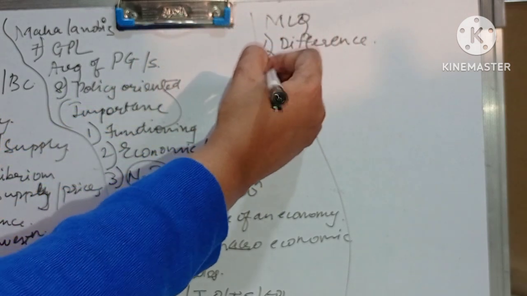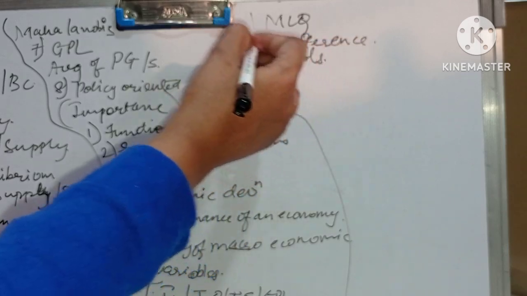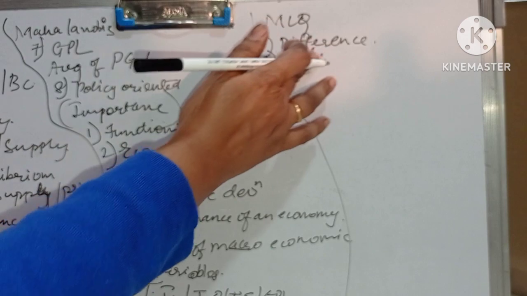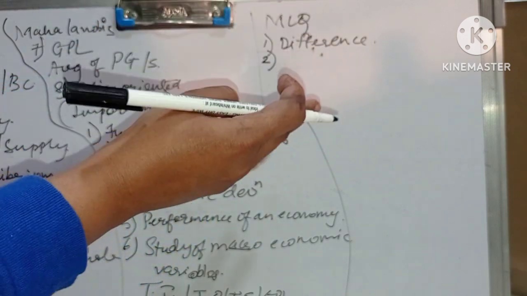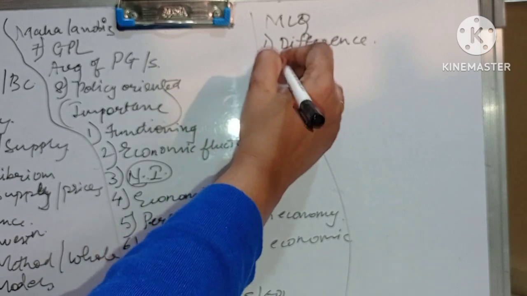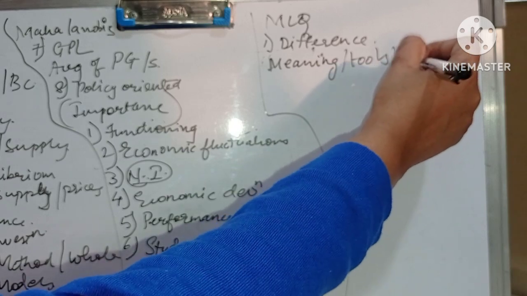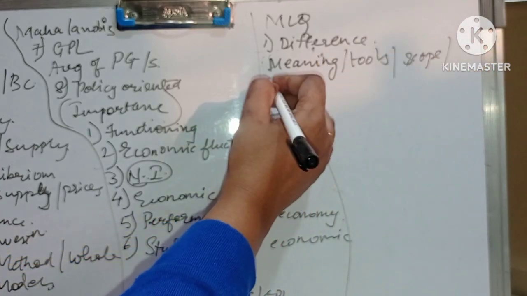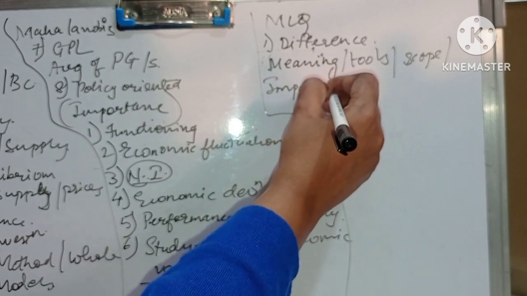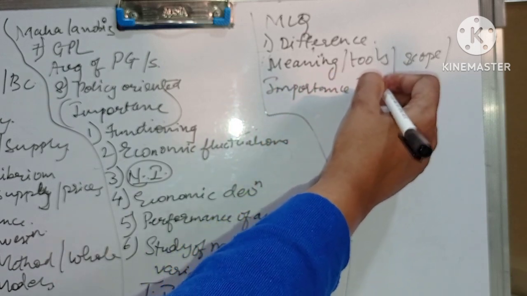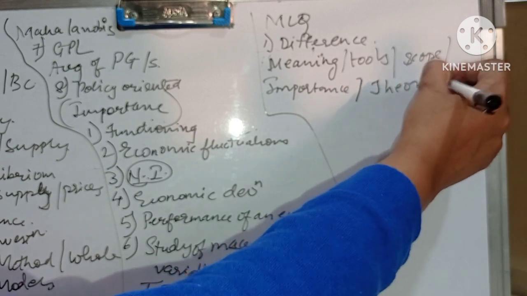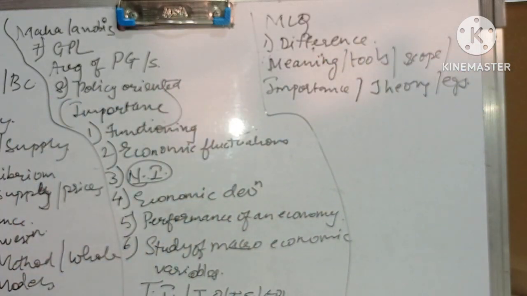Then the importance. In the difference you can write the meaning, and the tools used to measure it. Then the scope, the importance, and the theory, and you can explain it by giving examples. Examples could be individual income, individual output, national income, national output. So this is what you can write in the difference between micro and macroeconomics.